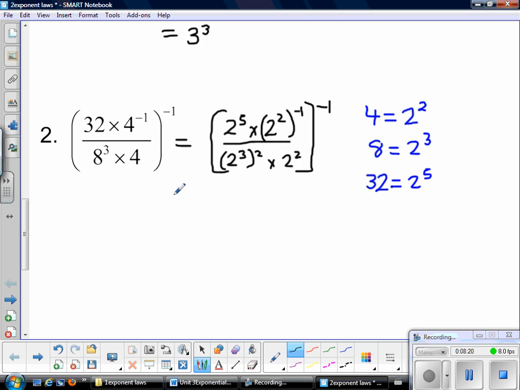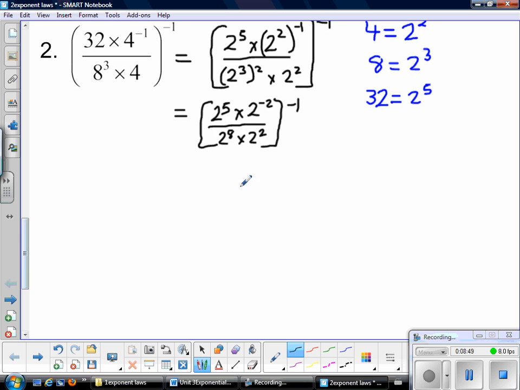All right, so now it's just a matter of doing the power to a power inside here to simplify. So we have 2 to the 5th times 2 to the negative 2. And on the bottom, we have 2 to the 8th times 2 squared. And all of that is to the negative 1. You can see that now we have it much simpler in the sense that we have all bases of 2.